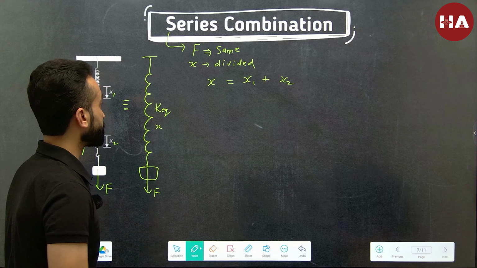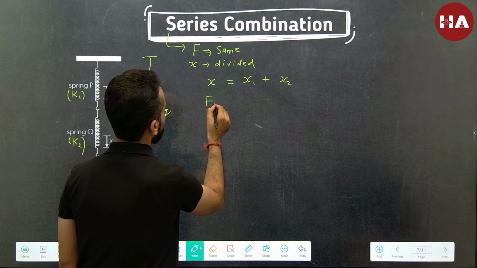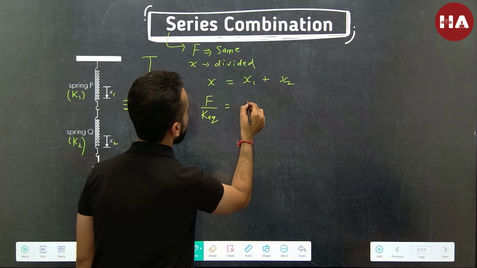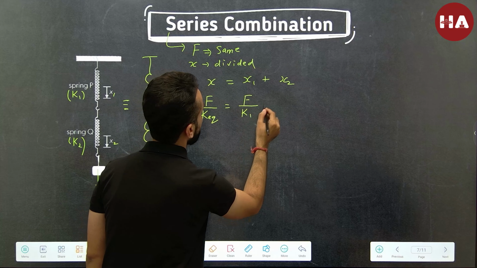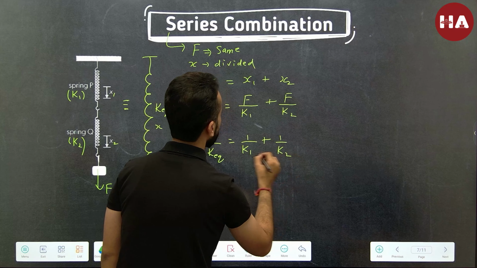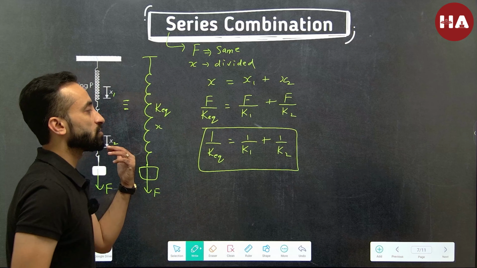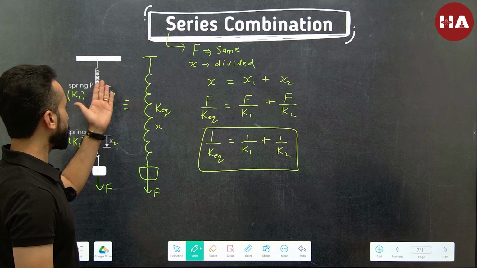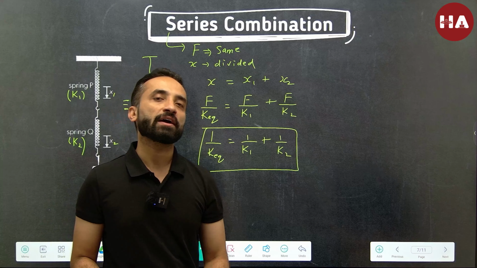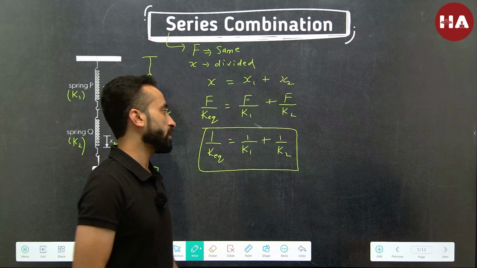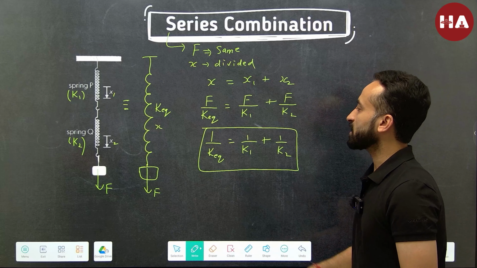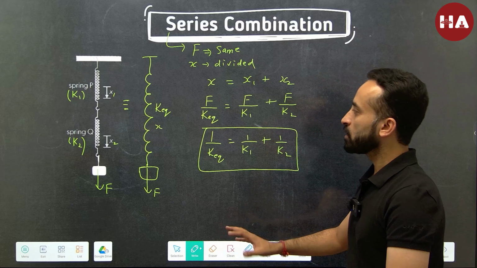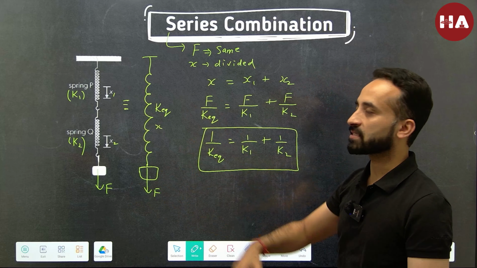Of course, yes. Then what is X? So we can write this as F over K equivalent, and this would be F over K1, and this would be F over K2. So 1 over K equivalent is 1 over K1 plus 1 over K2. Keep this in mind. In fact, you can generalize the formula also. If there would have been another spring in series, let's say K3, then 1 over K equivalent would have been 1 over K1 plus 1 over K2 plus 1 over K3. Okay. So that is the equivalent K. So whenever you have such a question, you can replace these two by one spring.